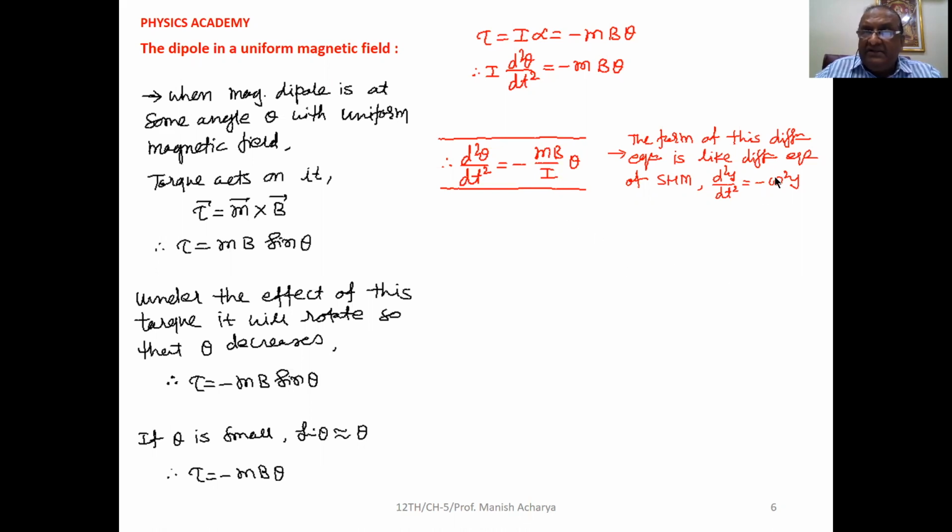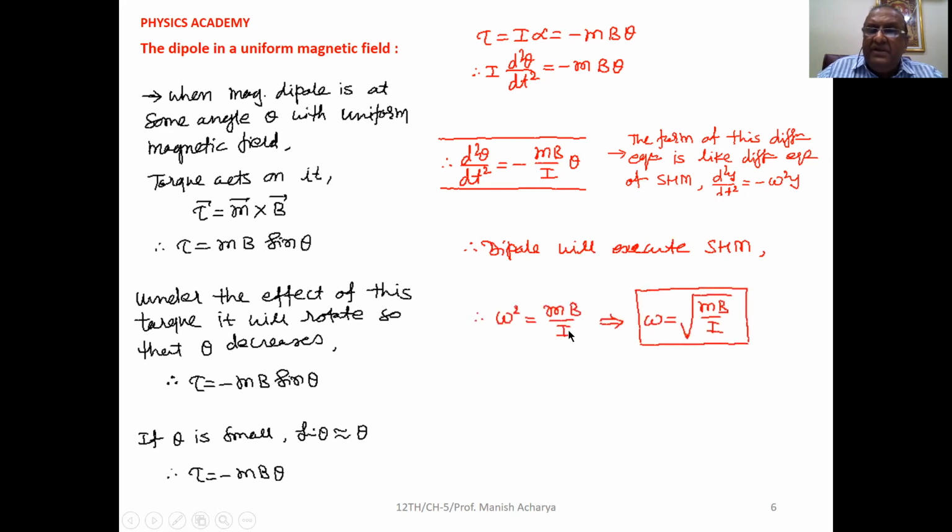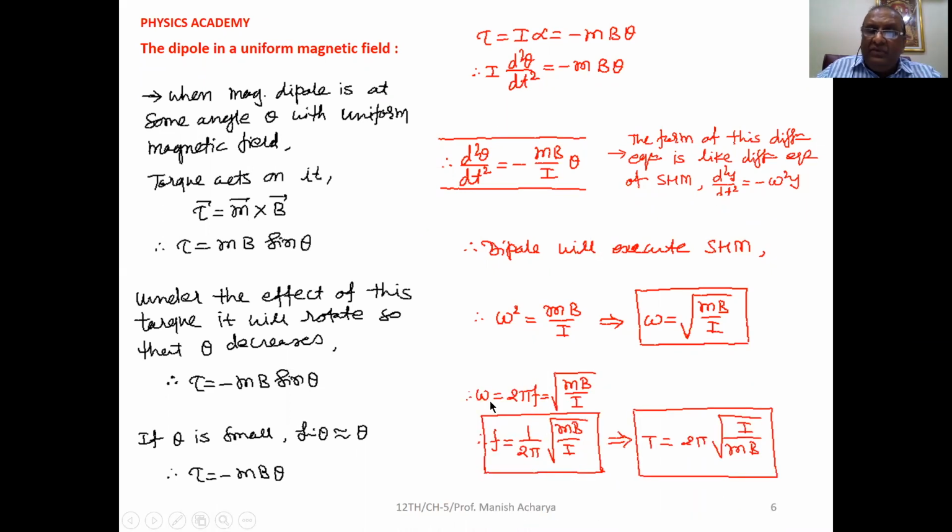Now, if we compare these constants of the motion, then omega square is equal to MB upon I. Therefore, omega is under root MB upon I. This is the angular frequency for the simple harmonic oscillations of a magnetic dipole in uniform magnetic field. Now, omega is 2 pi f, equal to under root MB upon I. So the frequency of the oscillations f is 1 upon 2 pi under root MB upon I. From this, the periodic time for the oscillation of the dipole is 2 pi under root I upon MB, because periodic time is 1 upon frequency. Clear to all of you?